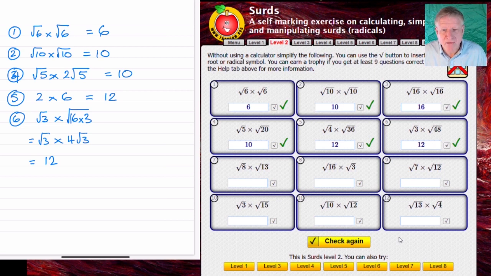So you have a go now. There are 12 questions altogether. If you get at least 9 questions correct, you can claim your virtual trophy. And then come back here for level 3.